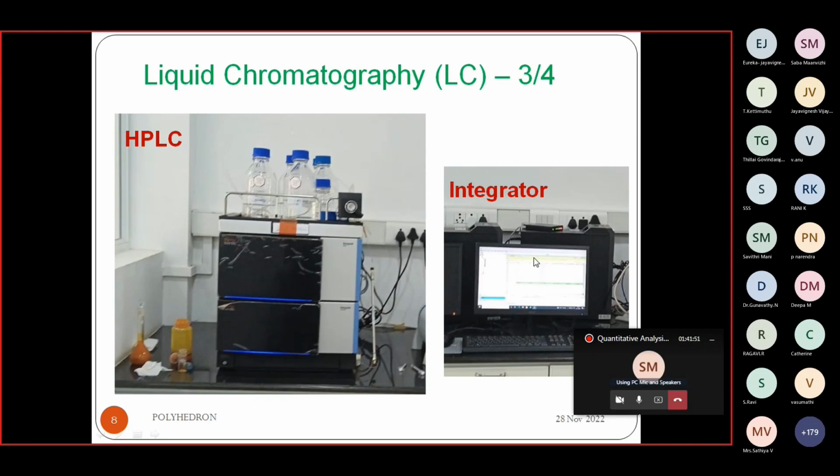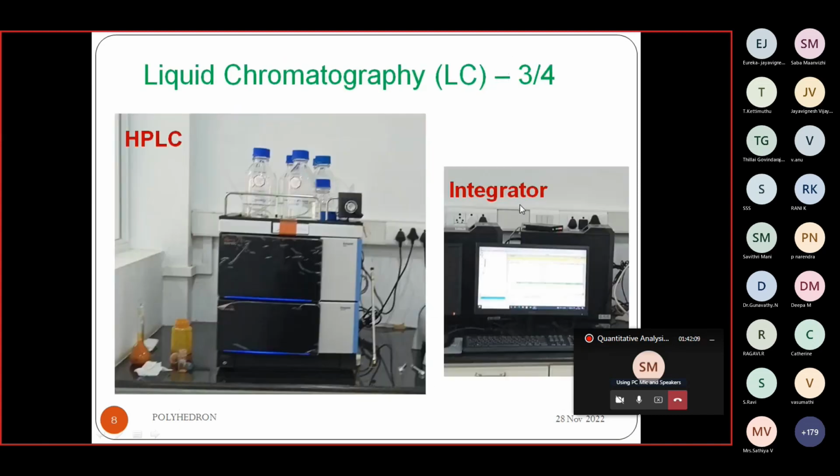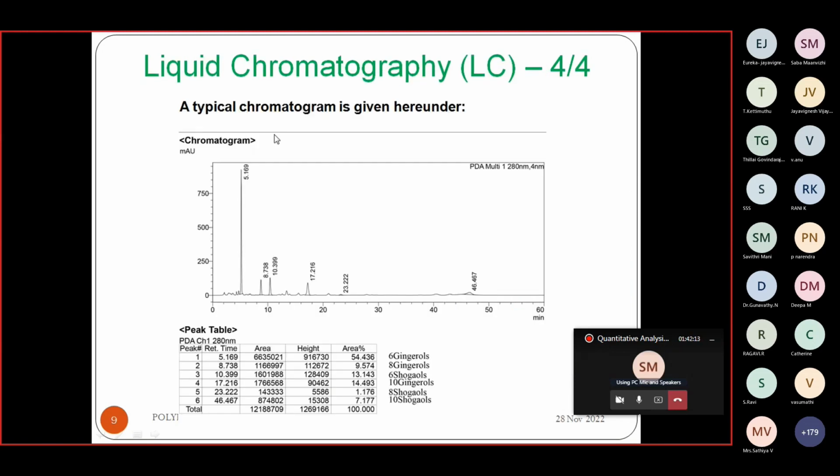The software is loaded onto the computer, and whatever data is collected from the detector will be received by this computer, and it will give a chromatogram like this. You can see several peaks, and each peak comes out of the detector and gets recorded in the integrator or computer. We can see this kind of chromatogram on the screen.